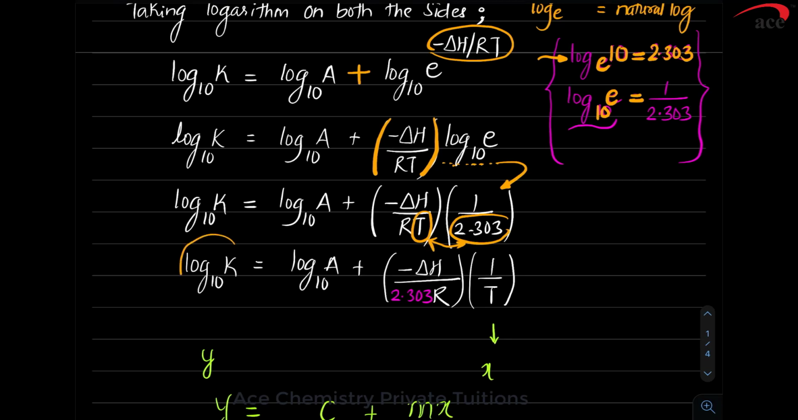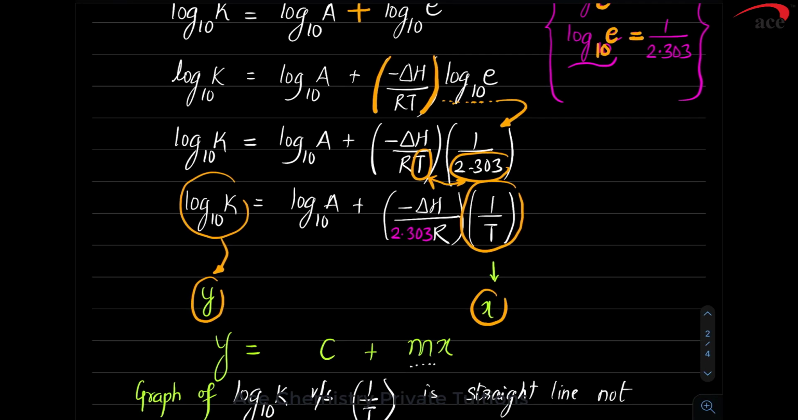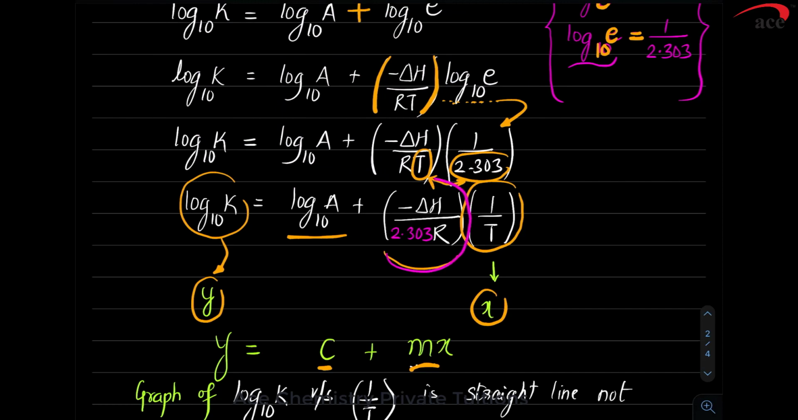Now, if you take log of K as your y coordinate in a graph and 1 by T as x coordinate in your graph, then your equation will be reduced to y. This factor has no x coordinate, so c, and this is mx, and for your information this part will be the slope. So, this part will be slope. That means your graph is y is equal to mx plus c.